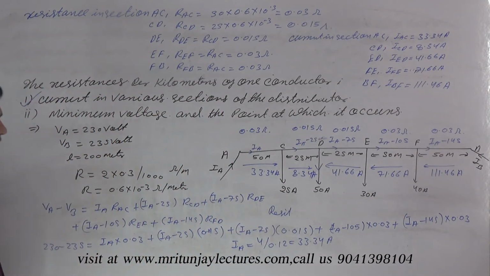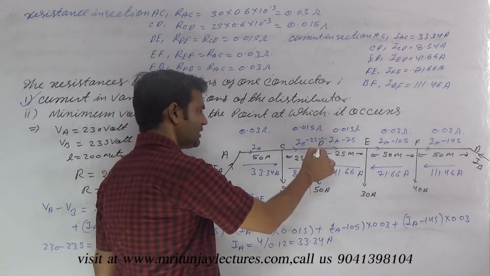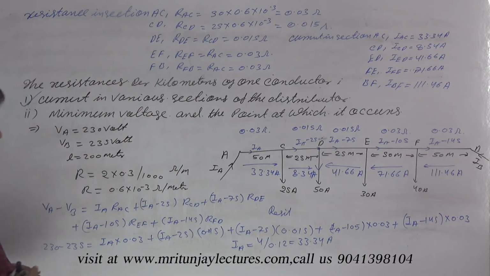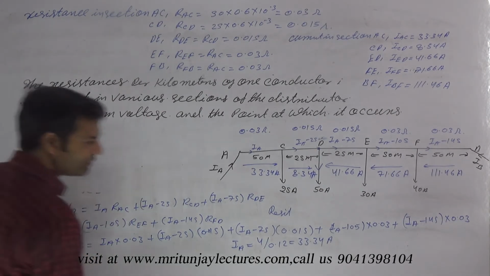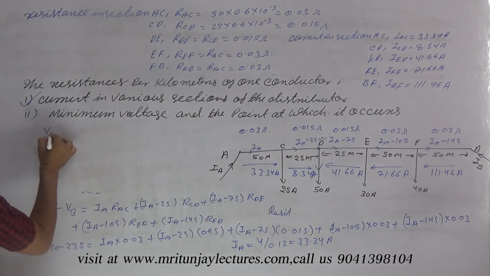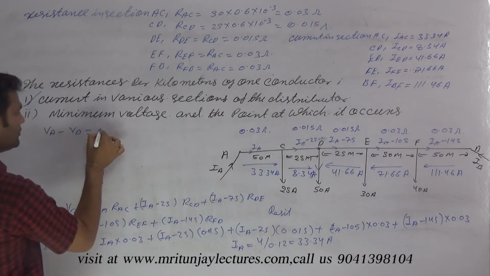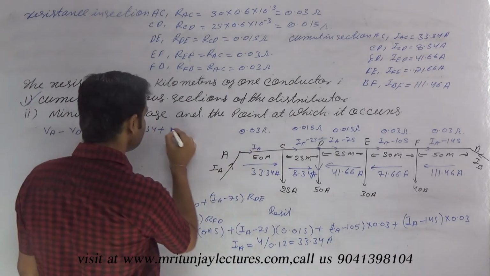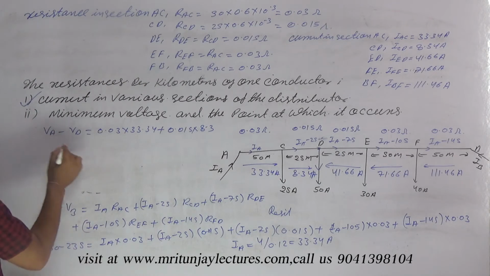Now next target, minimum voltage. Minimum voltage corresponds to point D. So how can we determine minimum voltage? I know that VA minus VD, very simple, VA minus VD is equal to 0.03 into 33.34 plus 0.015 into 8.3.